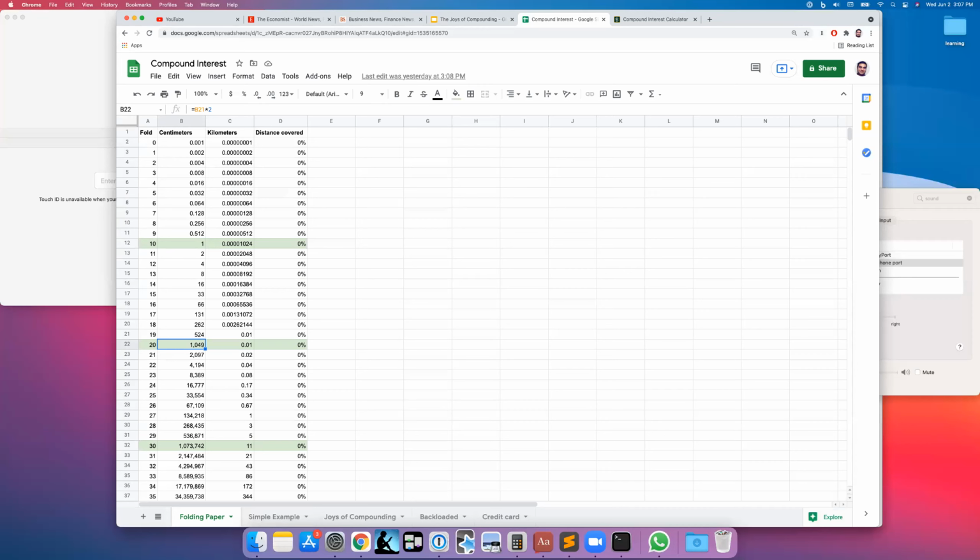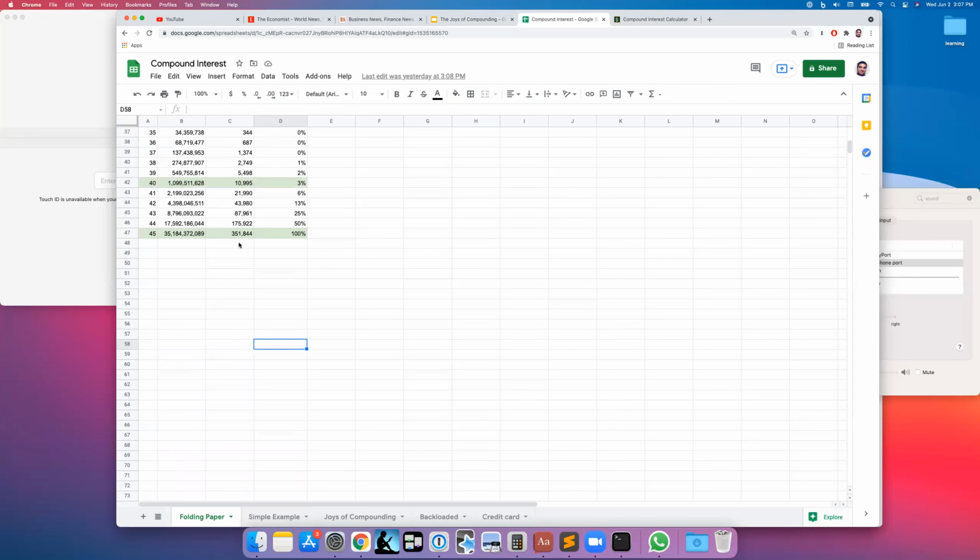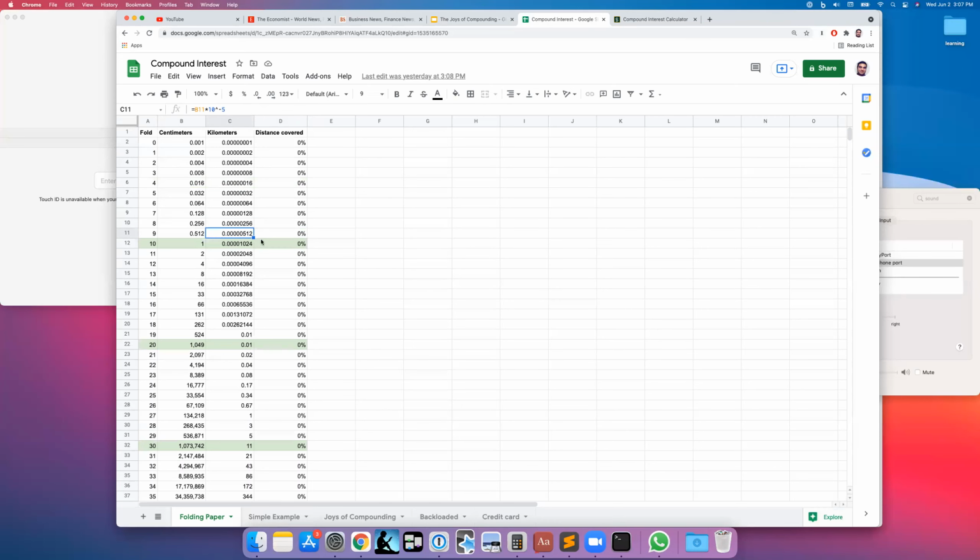So the reason I'm giving you that visualization is it's always better to look at something concrete whenever you compare it with a number, so that the number sticks with you a lot longer and you develop an intuitive feeling for numbers, right? So now, let's talk about the column distance covered. I'm just dividing the column C, which is kilometers, by the final kilometer, just seeing how much distance we covered on each fold.